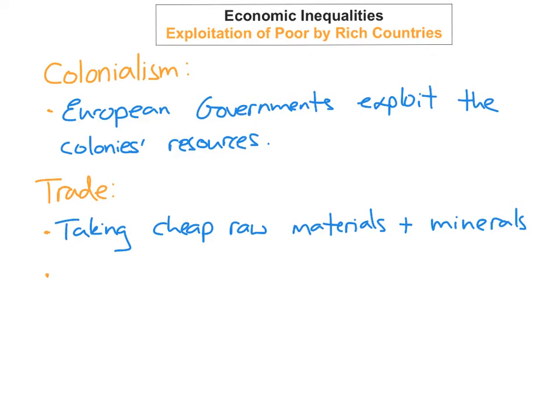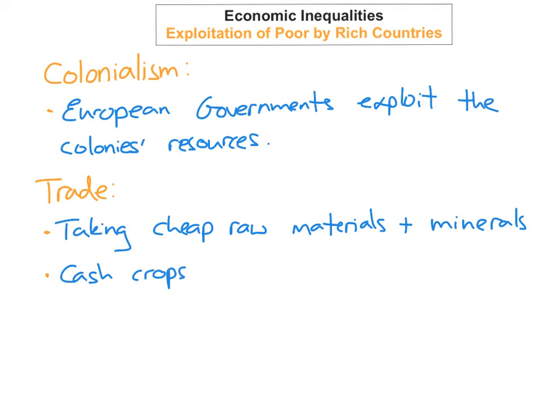As well as that, poor countries make a lot of cash crops. What I mean by cash crops is they make crops purely to sell to the rich countries in the north, and then these will be sold on for a much higher price, where most of the profits are kept by these rich countries.